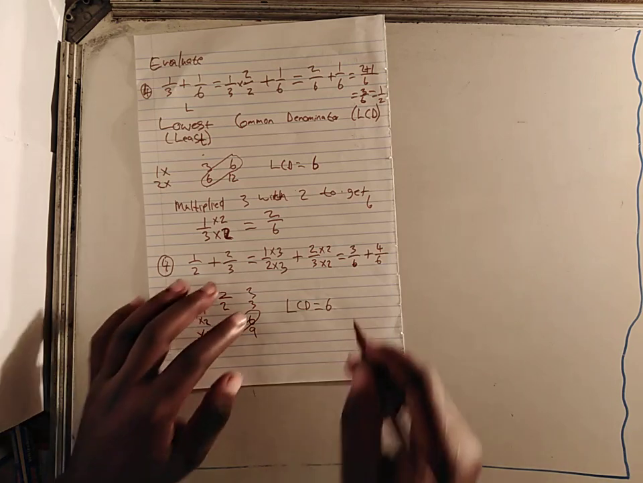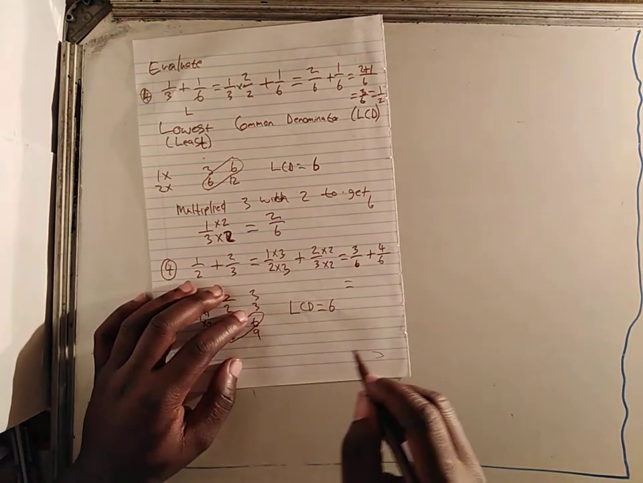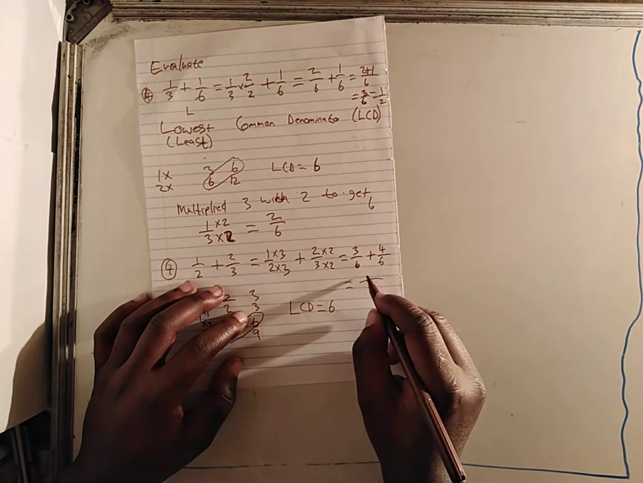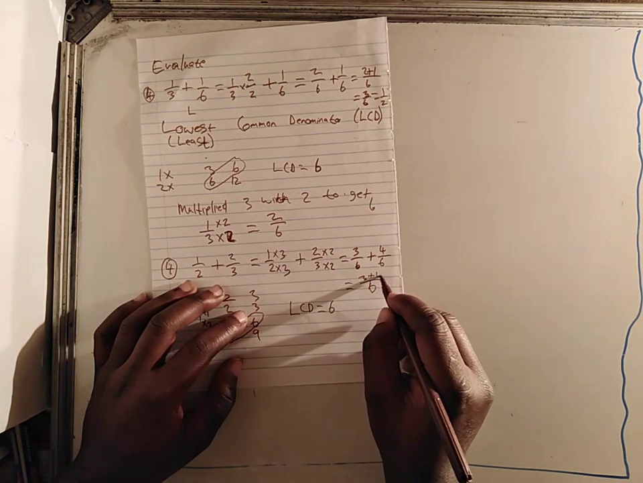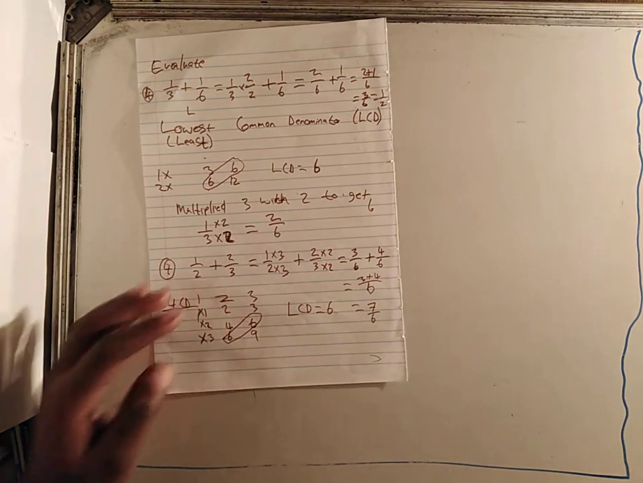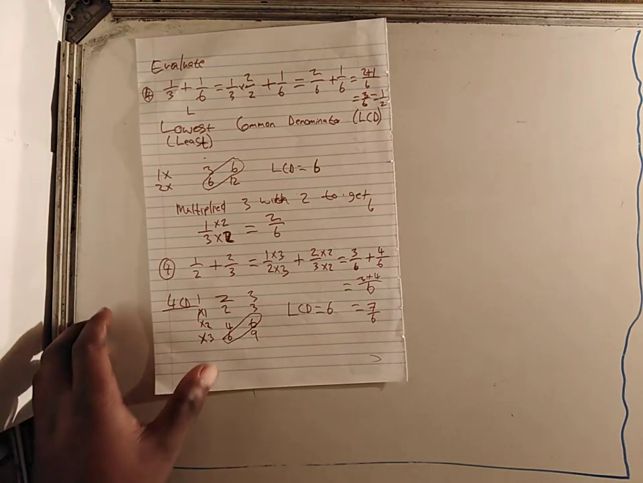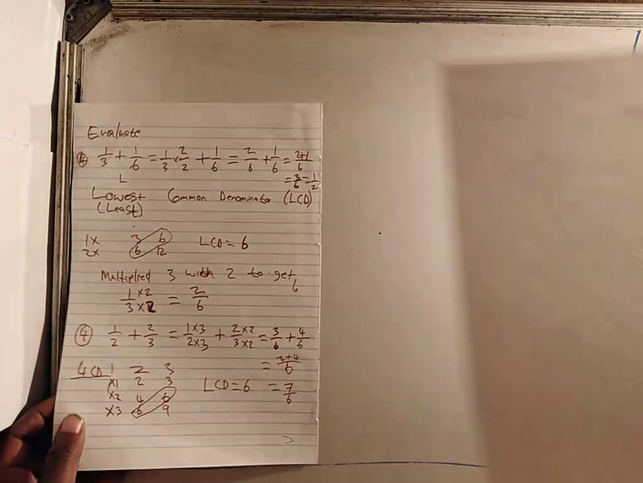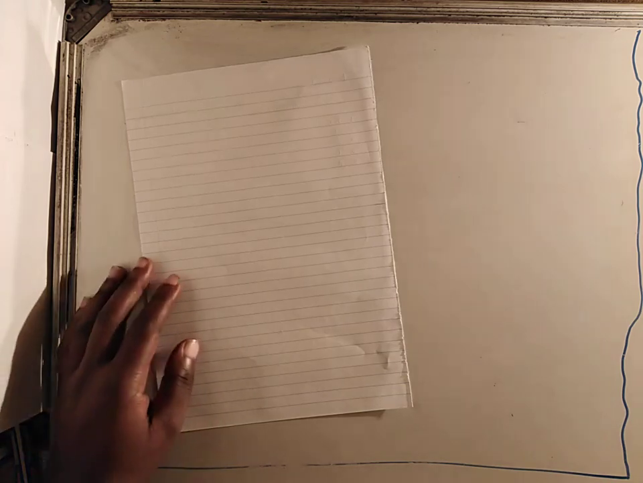Now the denominators are the same, so life is so easy. So 6, and I take the above as it is, 3 plus 4, and this gives me nothing other than 7 over 6, and my answer is done. I just had to find an LCD. Now let's say we've got number 6 that we are supposed to evaluate.